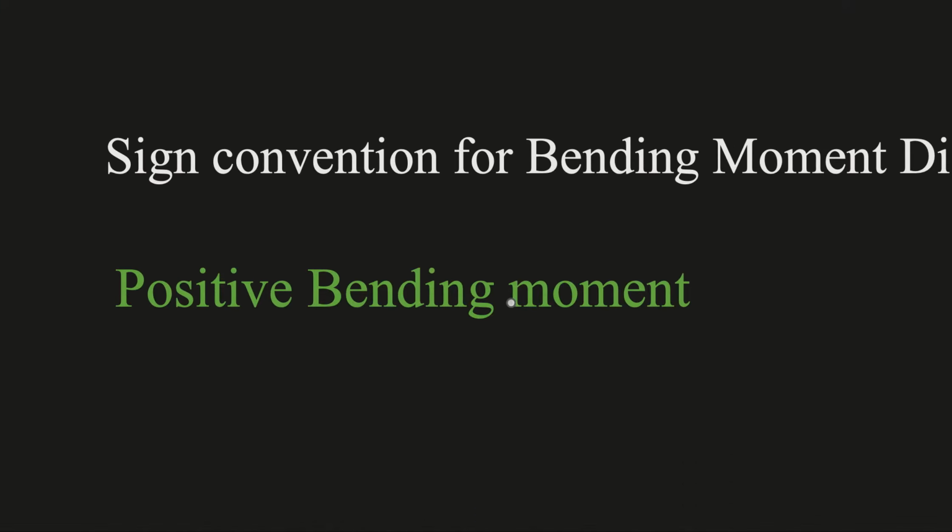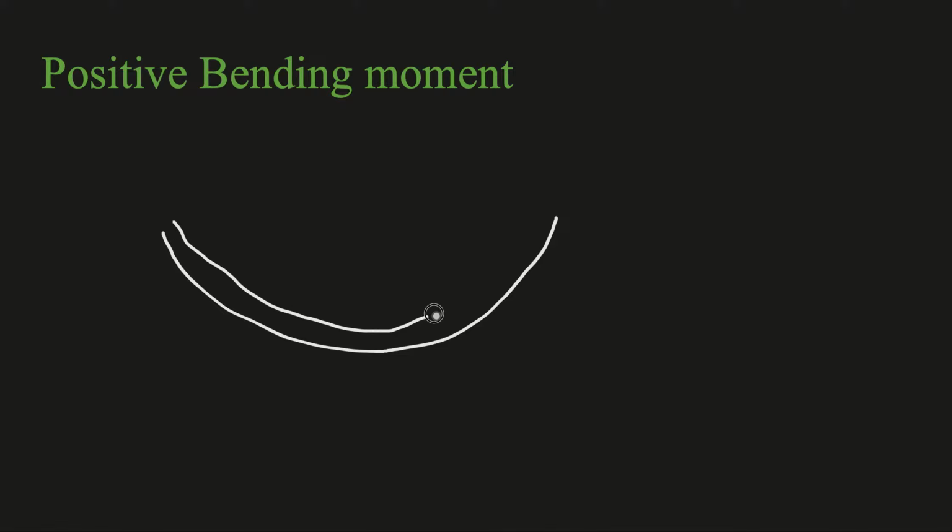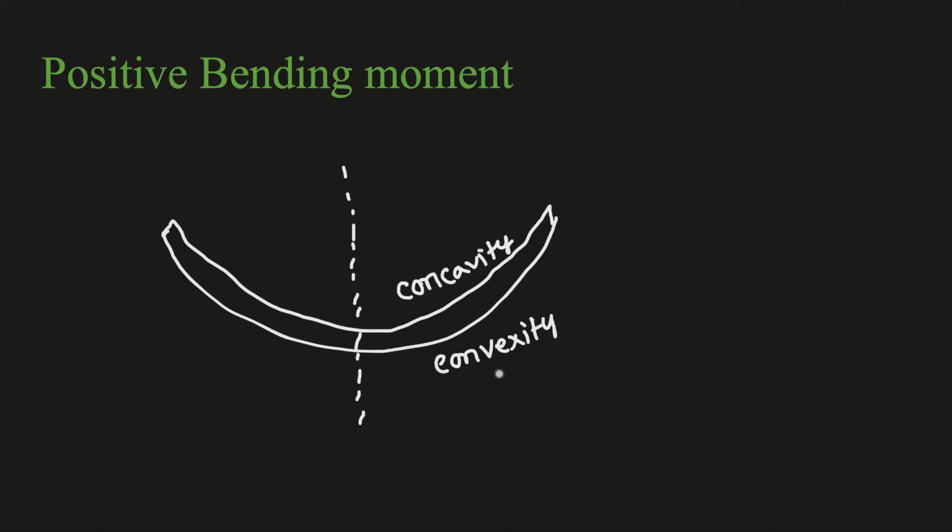Now let us see the sign convention for bending moment diagram. In that, let us see positive bending moment first. When the beam is bending like this, no beam will bend this much, so I'm exaggerating. For example, the beam is bending like this, and let me have the section here. This is the concavity, and this is the convexity. When the concavity is upward and the convexity is on the downside of the beam, then we can say that is positive bending moment.